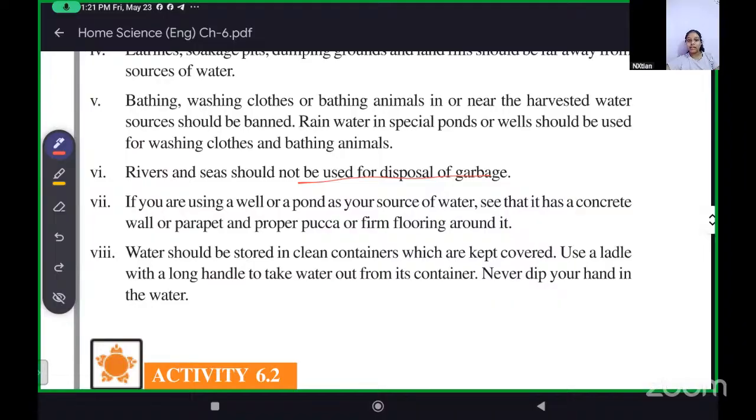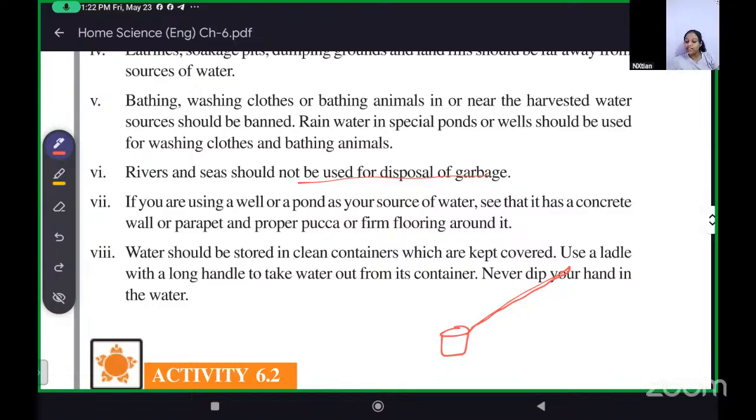If you've seen, we use this in our homes. What's a ladle? A device like this which has a long handle. We dip only this portion in the water, it goes in, and we take the water out with it, whatever quantity we need.